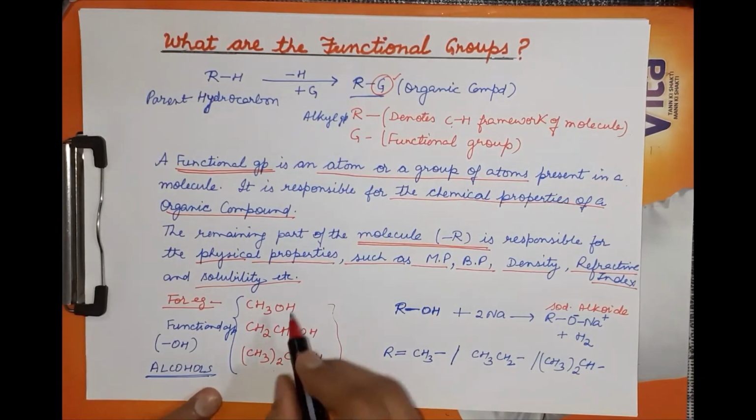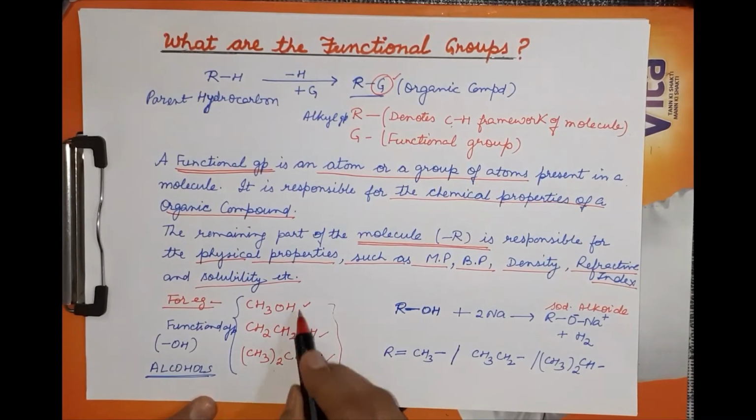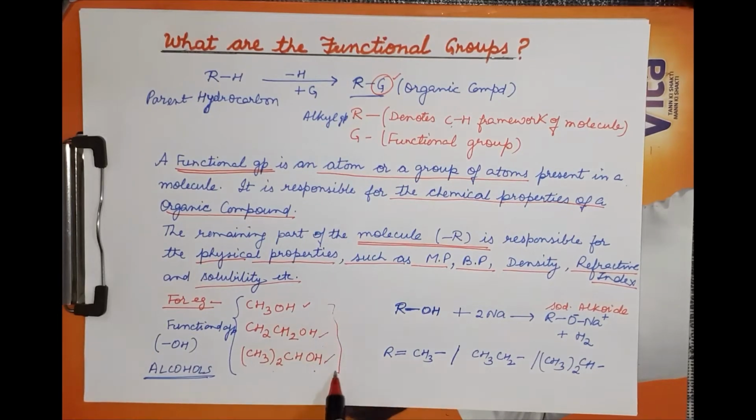All of them are having the same functional group. All of them are having the same OH functional group. These are called the alcohols also. Because the same functional group is there, all three of them will exhibit the same chemical properties. Here I have taken R for the alkyl group.